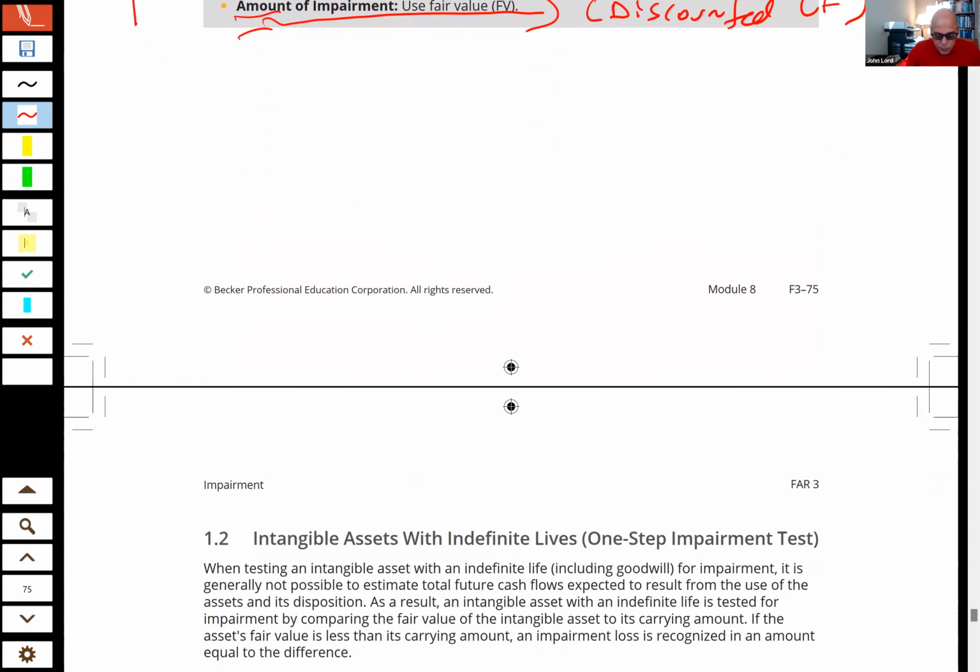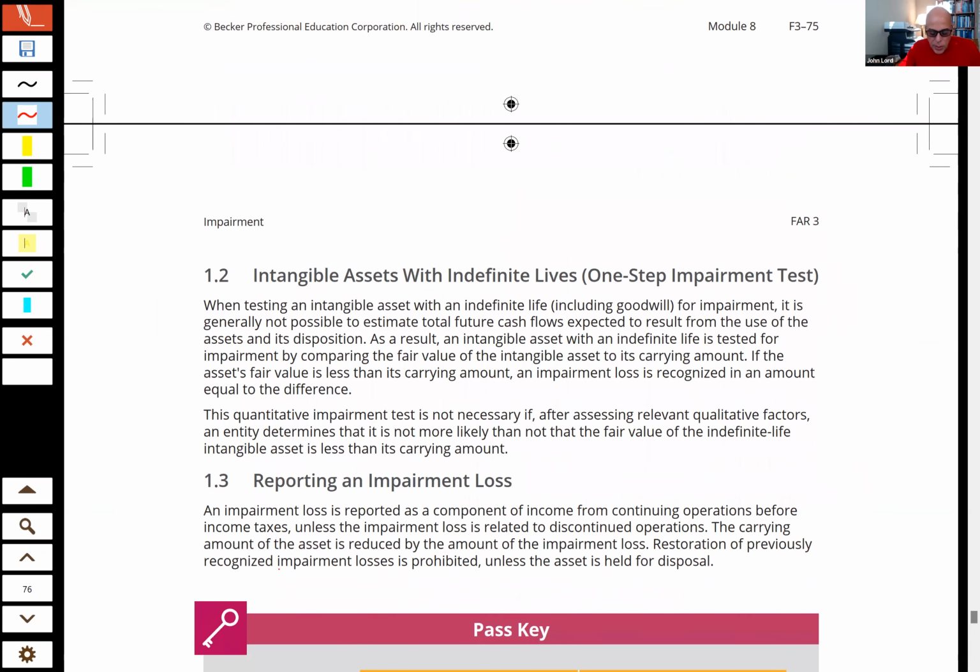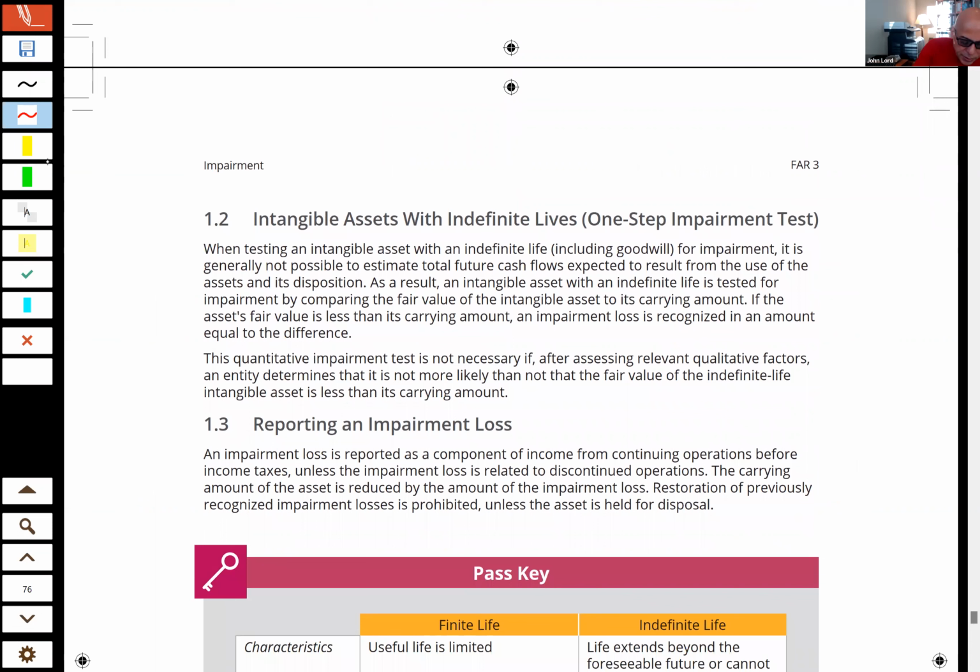Now, when you look at this, there are some rules that I want you to flashcard, but we'll get into this in F4. When testing an intangible asset with an indefinite life, and pretty much, guys, we're talking about goodwill in many, many instances, generally, it is not possible to determine the amount of the future cash flows. As a result, an intangible asset with an indefinite life is tested for impairment by comparing the fair value of the intangible asset to its carrying amount. And we're going to see that for goodwill, we will have some very specific steps, and we'll get into the accounting for impairment of goodwill in chapter 4.